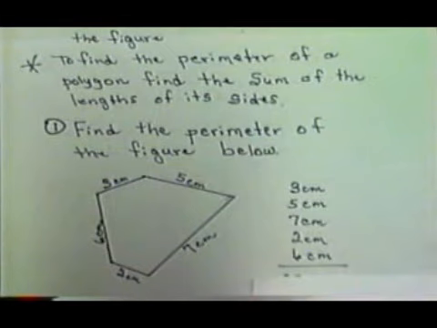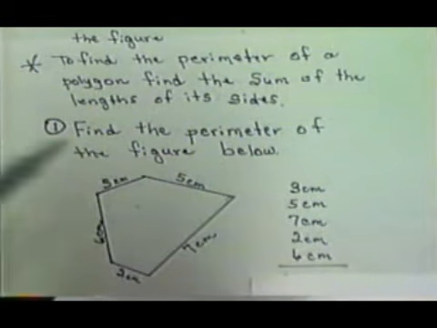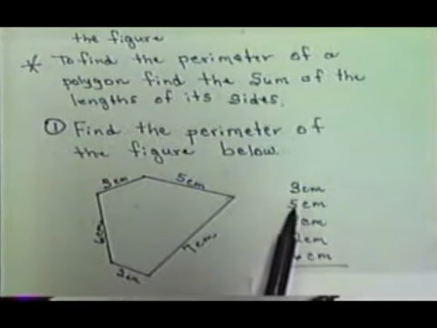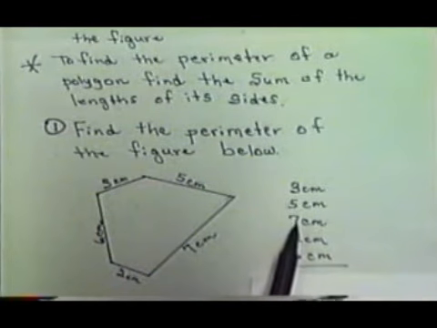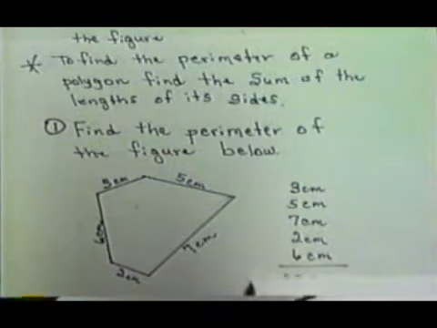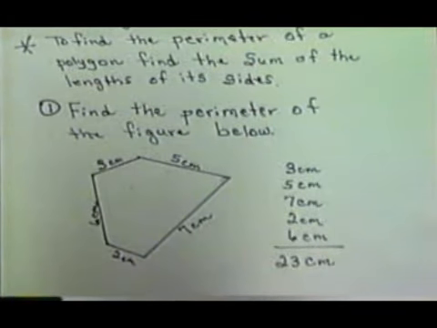Centimeters is a metric measurement that we'll talk about in another lesson. A centimeter is about the width of a Bayer aspirin, if you want to think about how big a centimeter is. So these sides are all measured in centimeters. If we add all those up, 3 and 5 is 8, and 7 is 15, and 2 is 17, and 6 is 23. And we come up with 23 centimeters, and that's our perimeter.